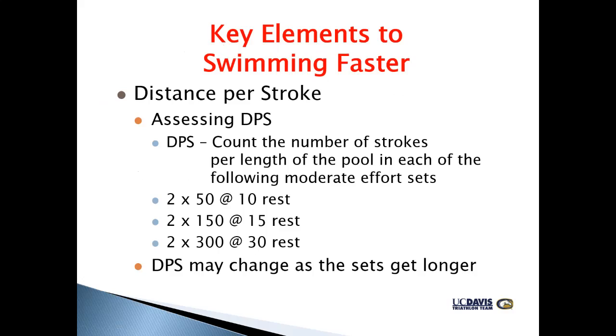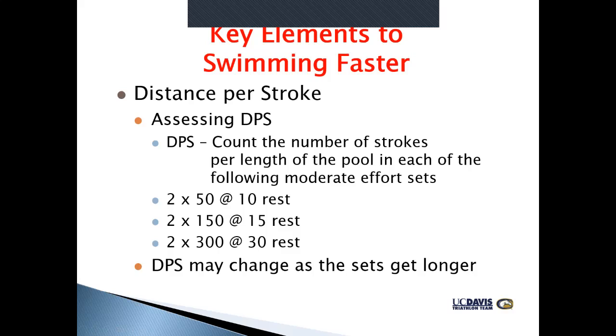And I definitely recommend that you do different distances, because your distance per stroke is likely going to change over those distances. So I would just do a basic set that includes 2 50s at 10 seconds rest. Count your strokes per 25 for those. Do 2 150s, which is kind of a moderate distance set, with 15 seconds rest. Count the stroke lengths for those, and do 2 times 300 with 30 seconds rest, and count the strokes per length for each one of those too.